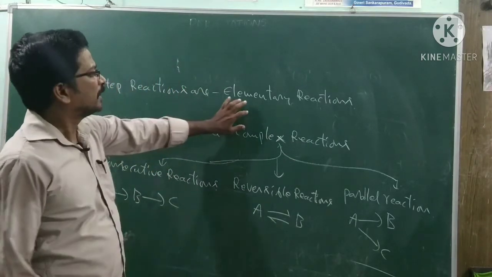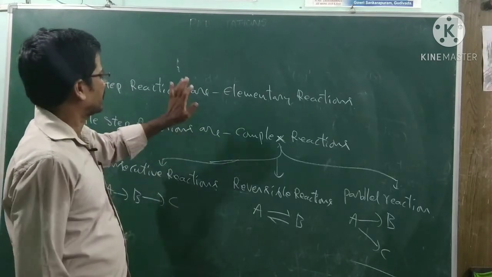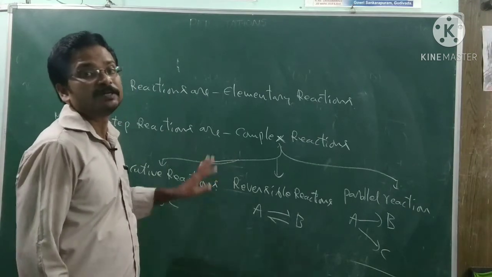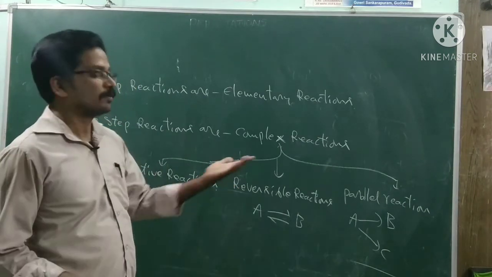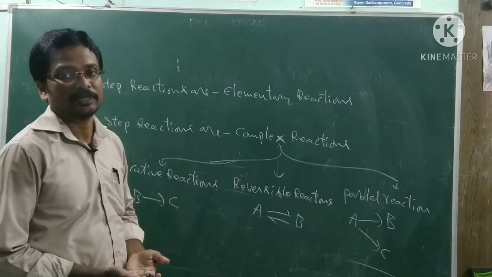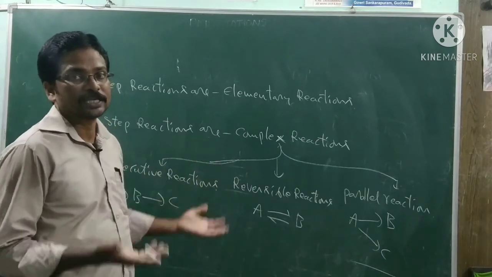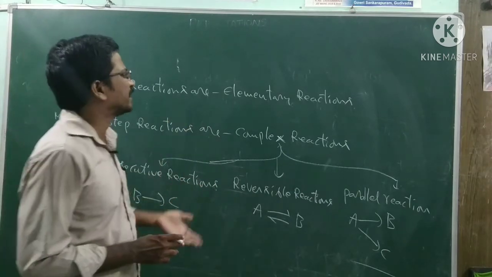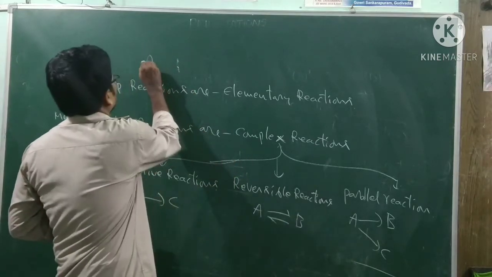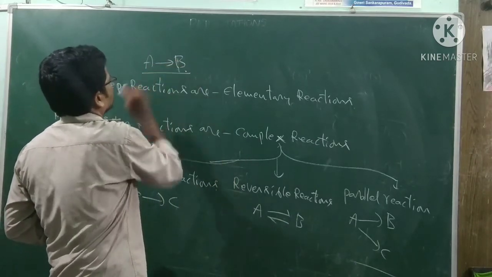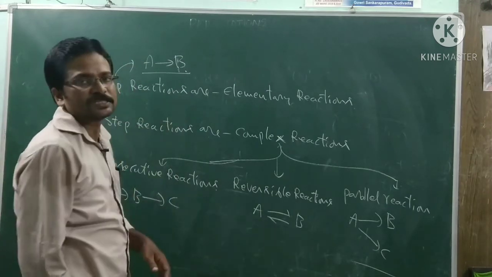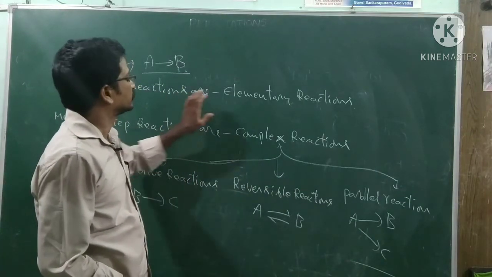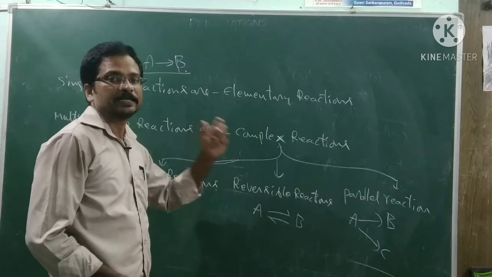Elementary reactions are single step reactions. Complex reactions are multiple steps reactions: consecutive, reversible and parallel reactions. Consecutive reactions take more than one step. Elementary reactions always take a single step. Here it is only A gives rise to B, a single step reaction. This type of reaction is elementary, and this one is complex.